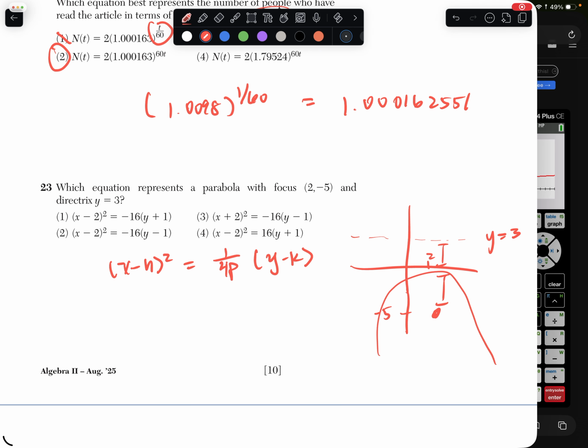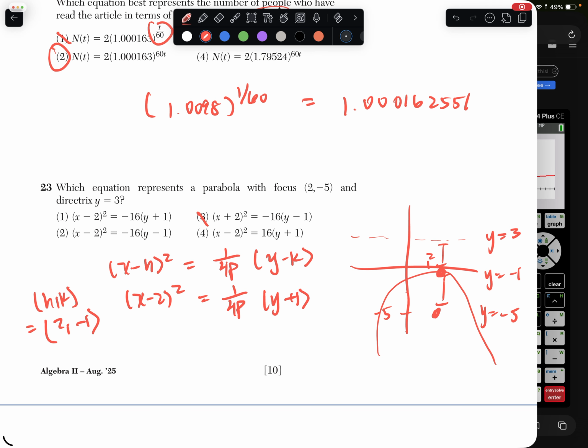The vertex is going to be halfway between the directrix and the focus, on that line. The halfway mark is -1, because 3 plus -5 is -2, and -2 divided by 2 is -1. So (h, k) is my vertex, and the x stays the same: (2, -1). So this one should be (x minus 2) squared is equal to 1 over 4p times (y plus 1). Is there anything I can eliminate? I can eliminate choice 3.